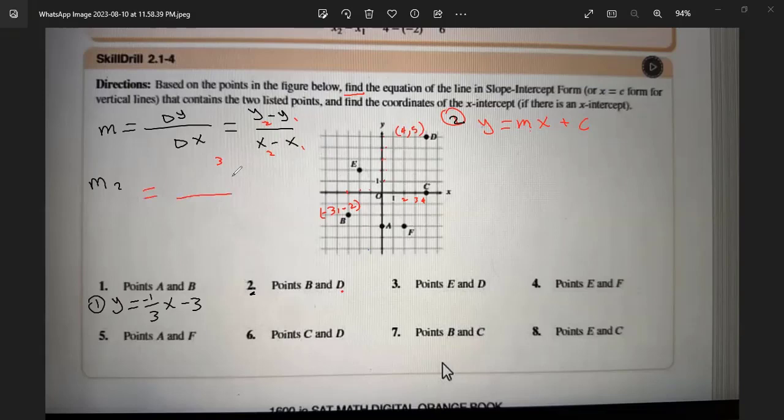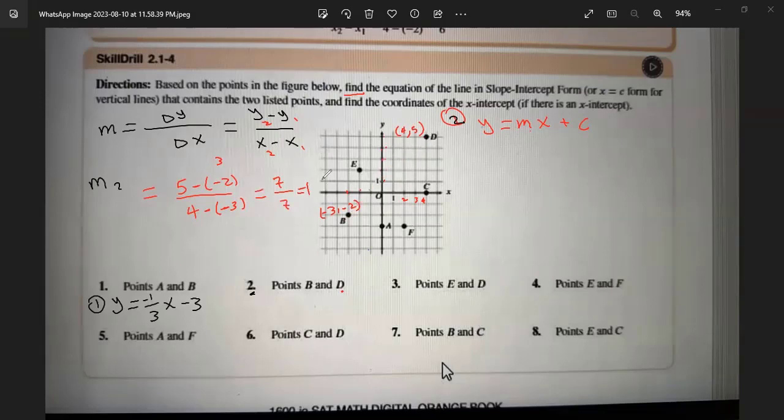Get the slope: the difference between the y's. Y, 5, we start with 5, the upper point, 5 minus negative 2, over 4 minus negative 3, you see? So we have 7 over 7, the slope is 1. Now we have this straight line here.